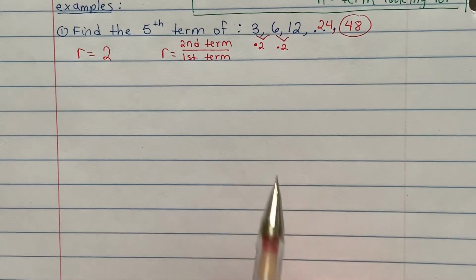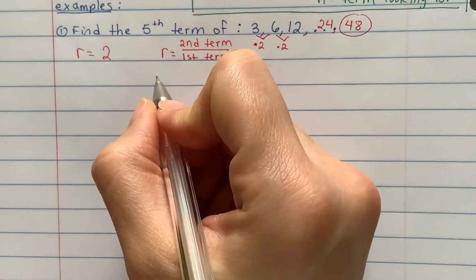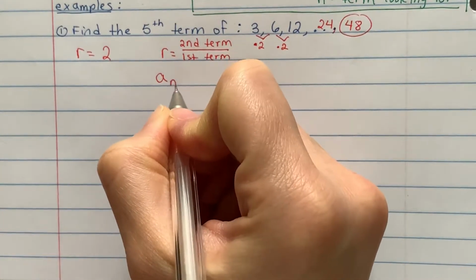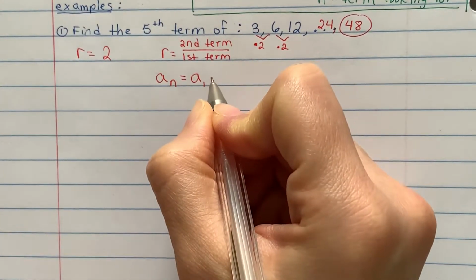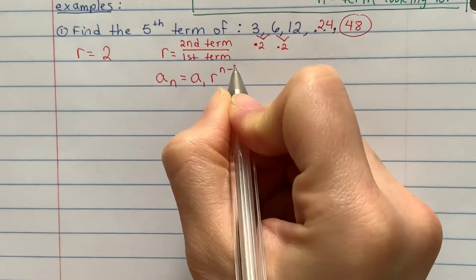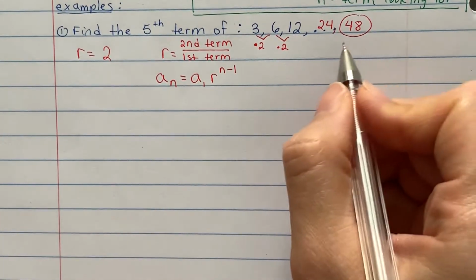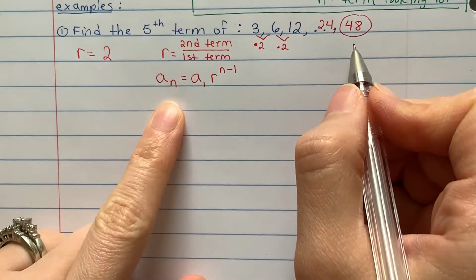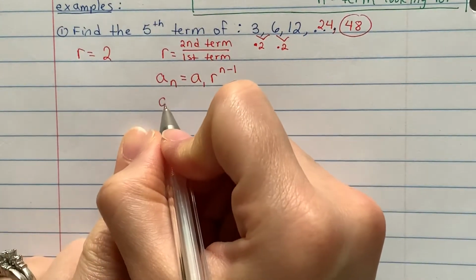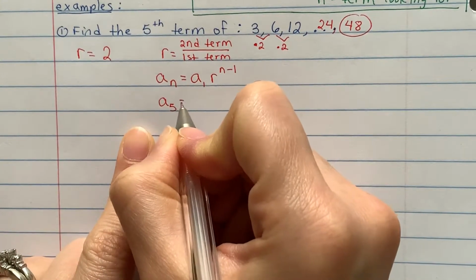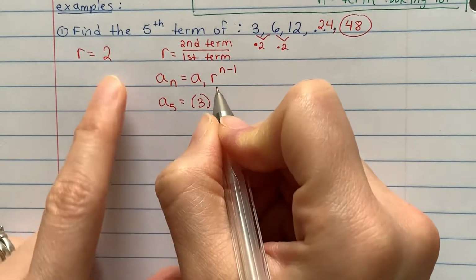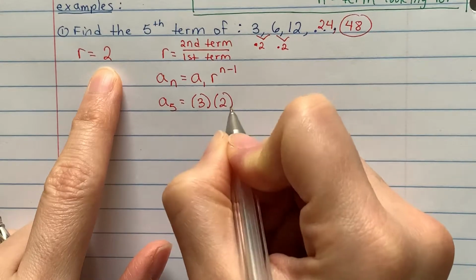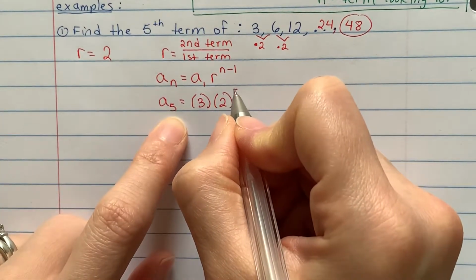So I want to practice that formula and see if we get the same answer. I'm going to write the formula down. a sub n is equal to a sub 1, r raised to the n minus 1. I know the answer is 48, but I want to see that this formula works. So I'm going to write down a sub 5 is equal to, in this case, a sub 1 is the number 3, r we figured out was the number 2, n is the number 5 because we're looking for the fifth term.